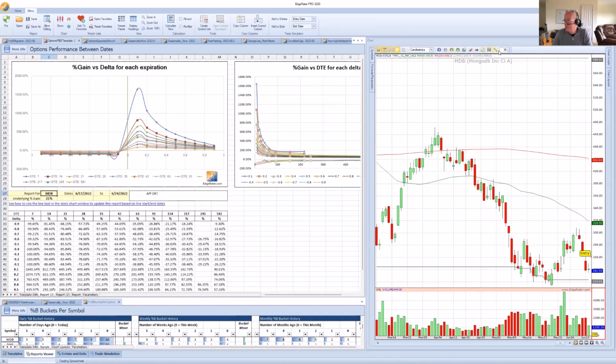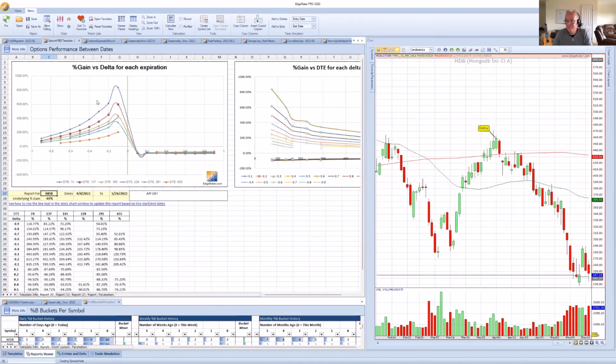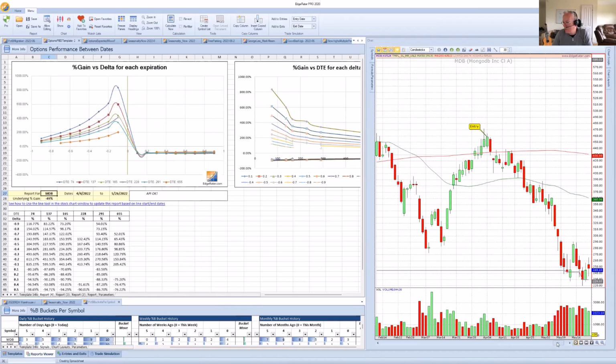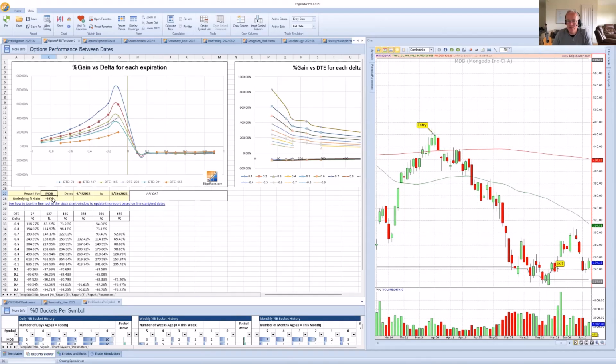You can also do things like draw a line from highs to lows, not just lows to highs. What do you think would happen here? What happened is that the stock lost almost 50% in value over those bars, and the 0.1 delta puts gained 800% in value. So it's a really interesting tool to explore option pricing.